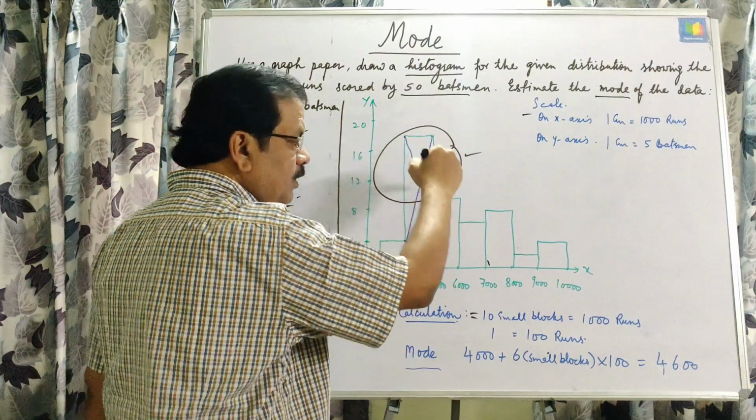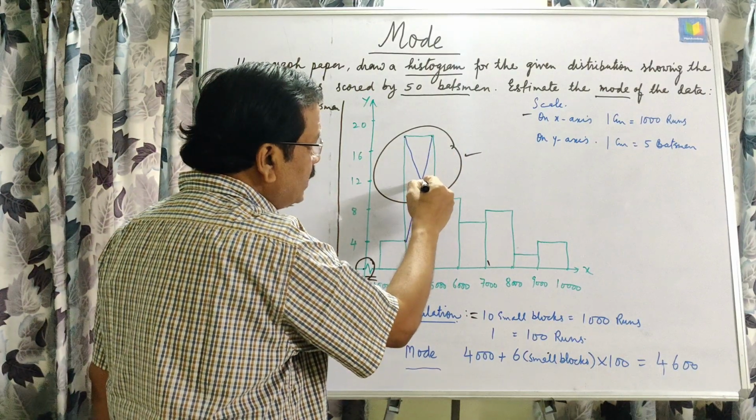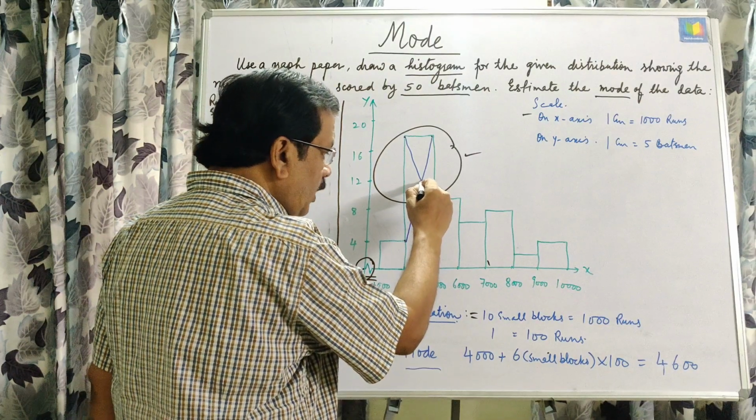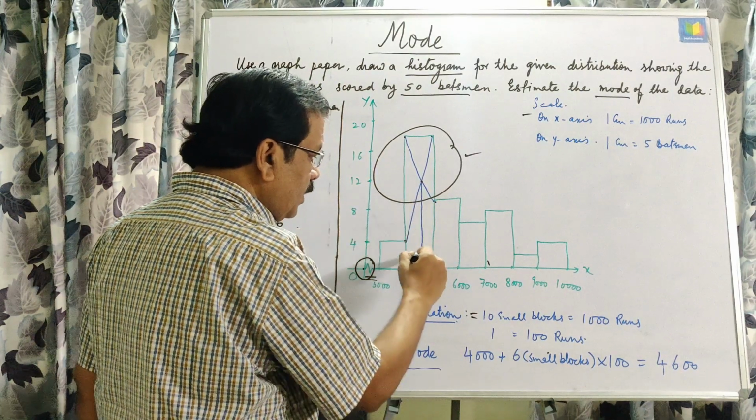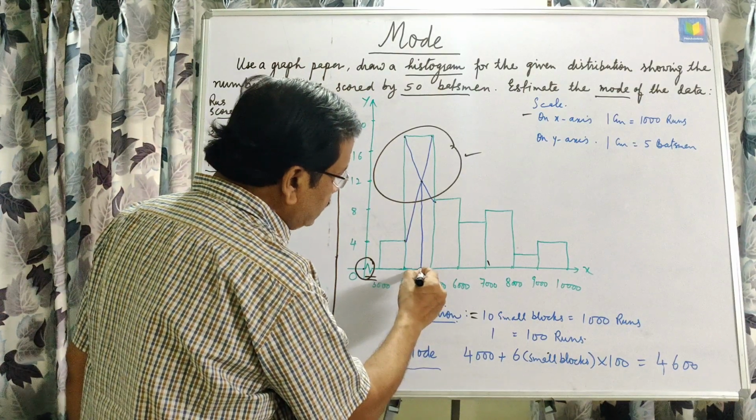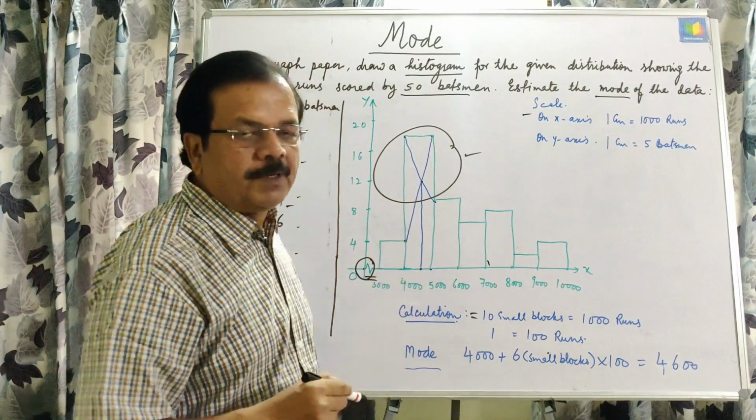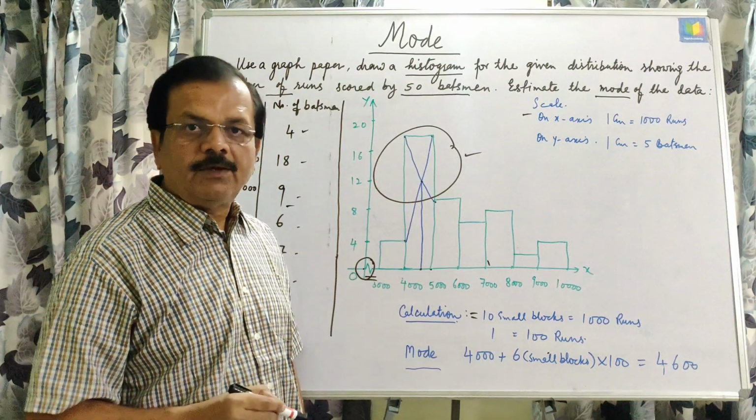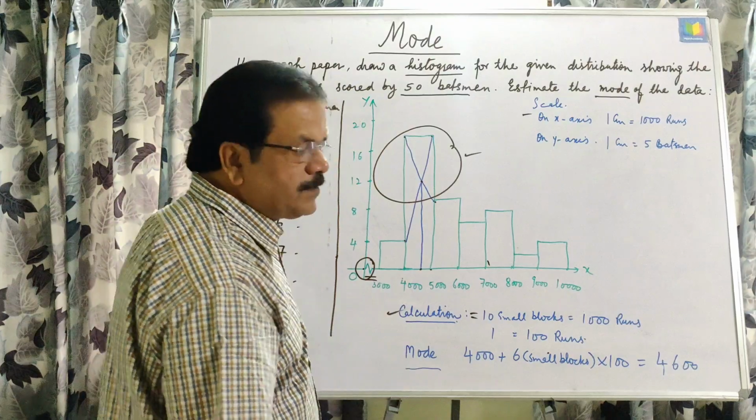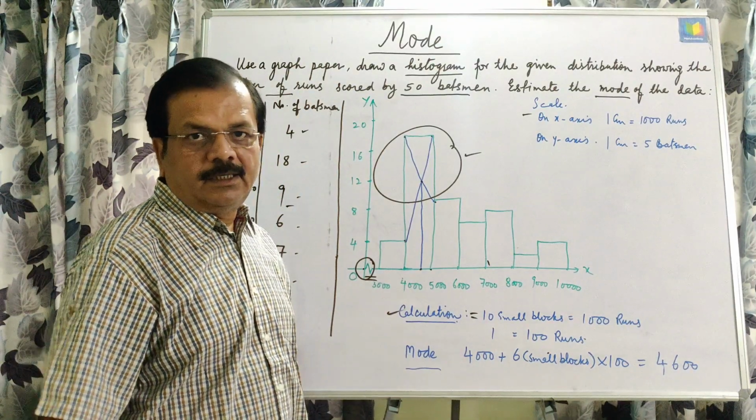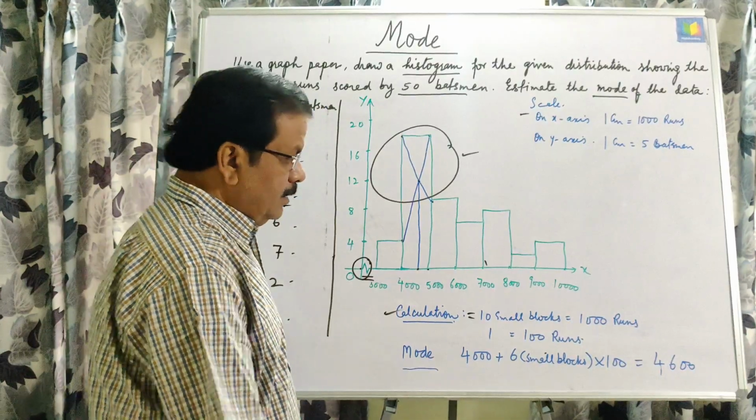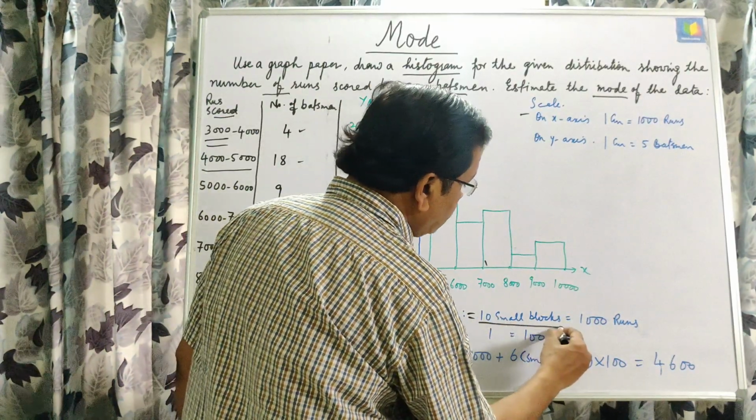Then join both the lines, and wherever these 2 lines intersect, from there you draw a line perpendicular to the x-axis. The point on the graph paper will identify the mode. Now a small calculation, as we have done earlier in the ogive, we will count small blocks.